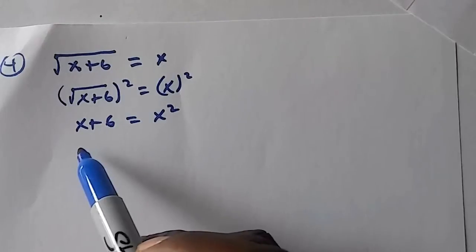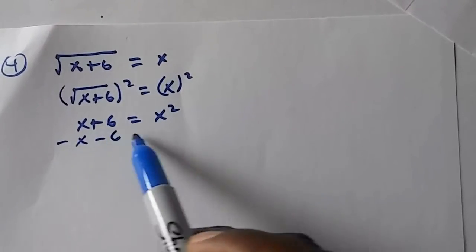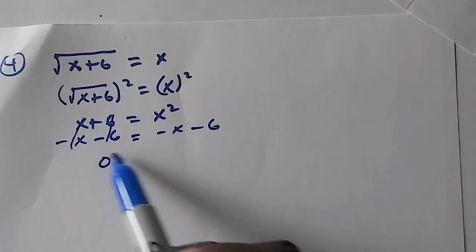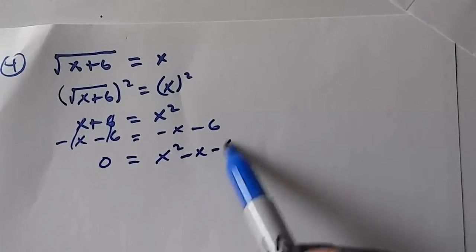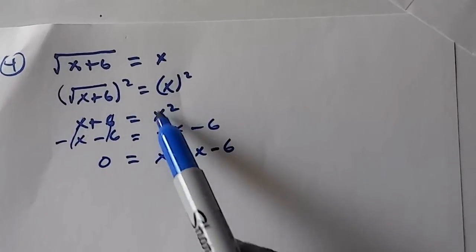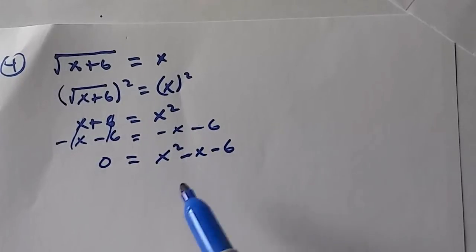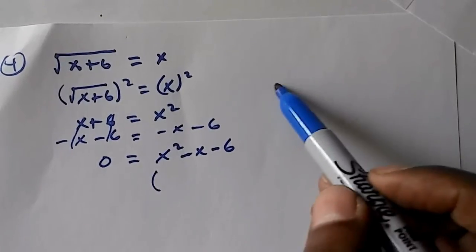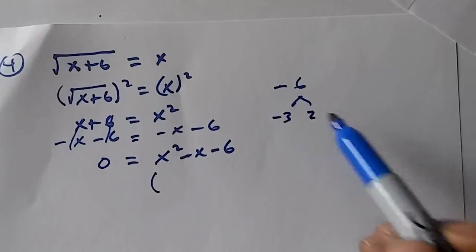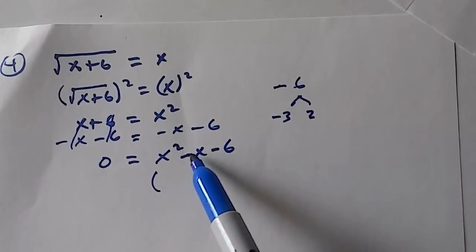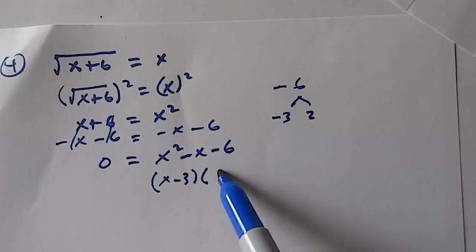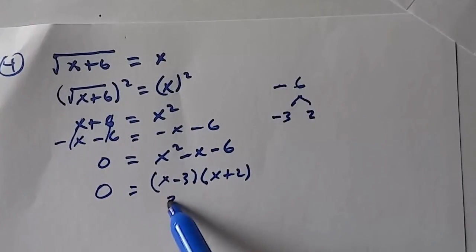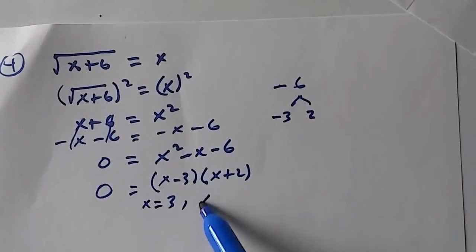And now we can get everything to one side. Minus x minus 6, minus x minus 6. Here will be 0. And it will be x squared minus x minus 6. Because it's unlike terms, so we just have to write everything out. So we're going to factor this. Minus 6 will be negative 3 and 2 will give me negative 1x. So x minus 3, x plus 2 equals 0. So the 0 of this will be x equals 3. And the 0 of this will be x equals negative 2.